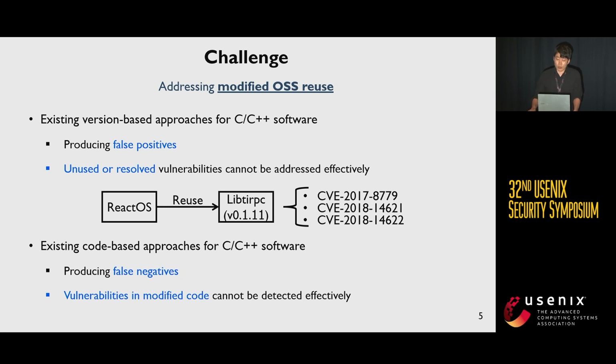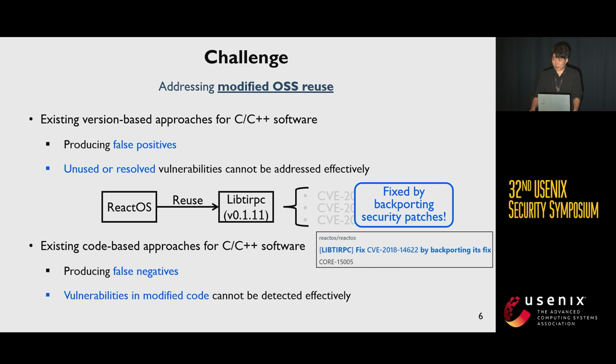For example, when you apply a version-based approach to the ReactOS program, this approach can detect the vulnerable WebTI RPC version with 3 known vulnerabilities. However, the ReactOS team resolved these vulnerabilities by backporting security patches. So in this case, the 3 vulnerabilities can be determined as false positives. And next, existing code-based approaches produce many false negatives because they cannot effectively address the vulnerabilities in modified code. So they miss some modified and propagated vulnerable code.